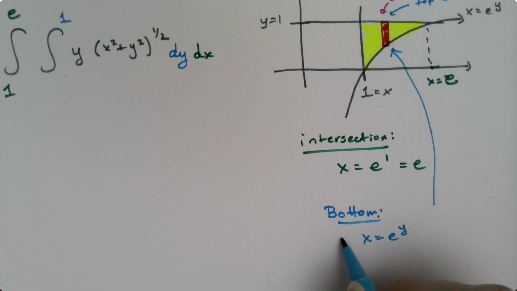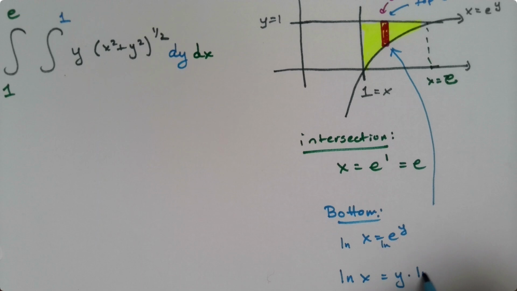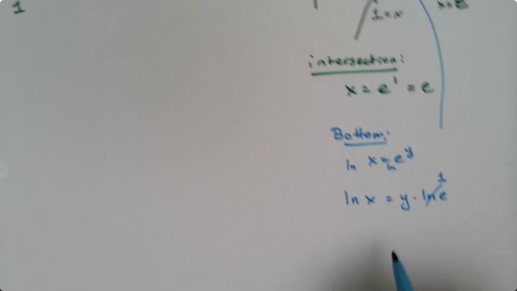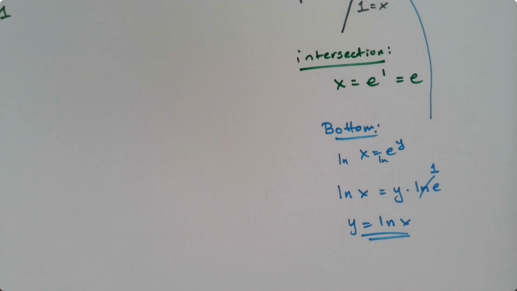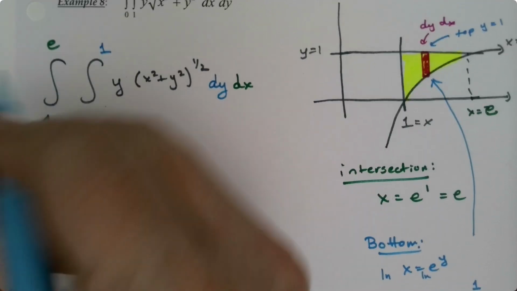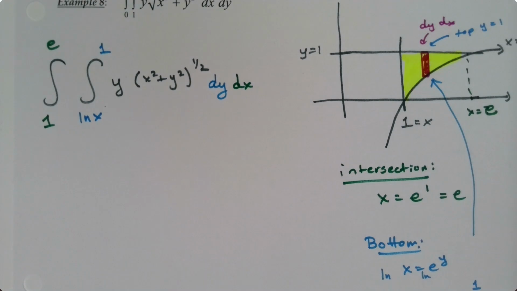If I take the natural log of both sides, right, bring the y down, the natural log of x is y times the natural log of e, and the natural log of e is 1. Or in other words, that's the definition of a logarithm. So y equals the natural log of x. So that's going to be our other limit of integration. Natural log of x right here.